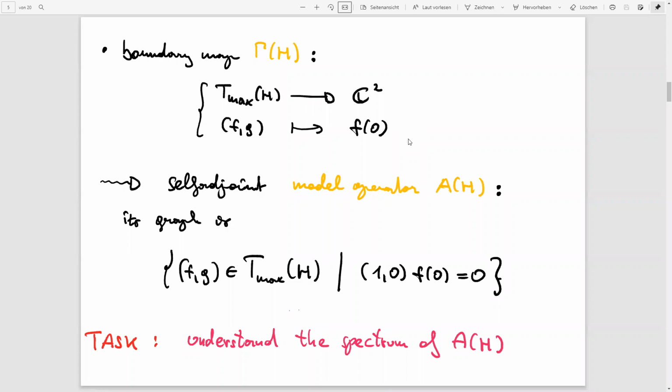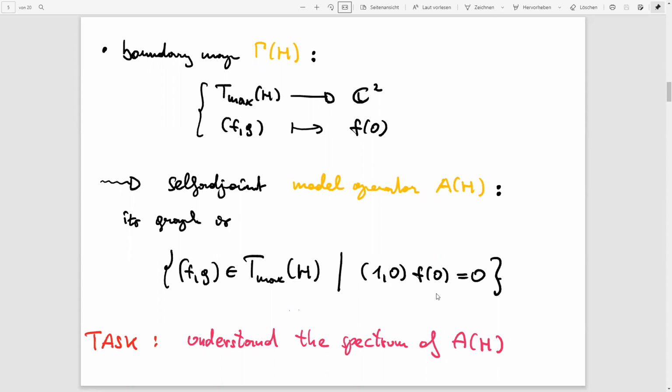And this is a boundary map, and now we are in a position to define a self-adjoint model operator by prescribing one self-adjoint boundary condition. This we call the model operator A of h. Again I specify it by means of its graph. It is the set of all pairs in the maximal operator, and we choose some self-adjoint boundary condition, and for convenience we choose this one: the first component of f at 0 should vanish.